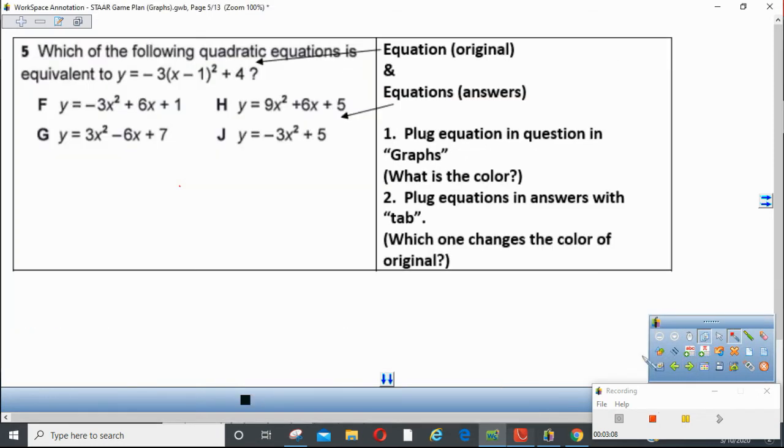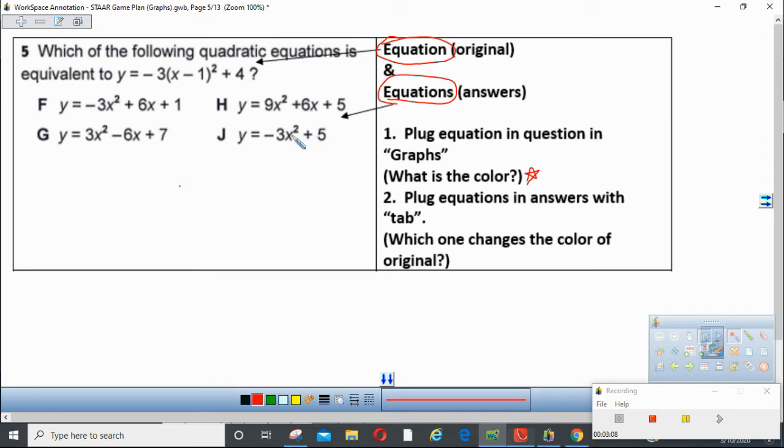All right, number 2. All right, so what are we seeing here? Well, I see an equation that we can type into graphs in the problem, and then I'm seeing an equation that we can type in the answers. So whenever this happens, we're going to type in the equation in the problem first. And I want you to notice what the color is. Okay, and you'll see this here in a second.